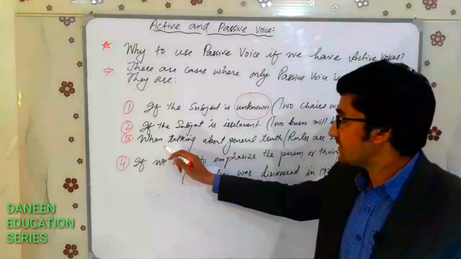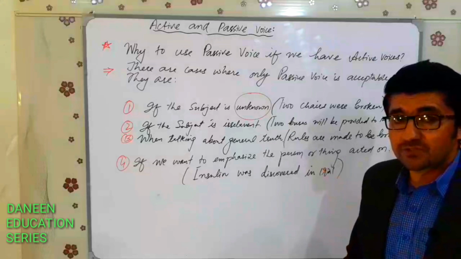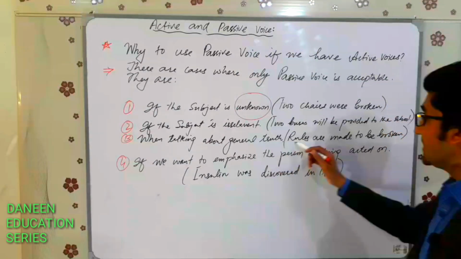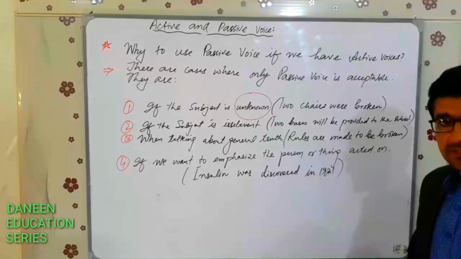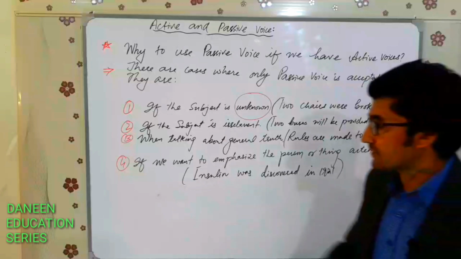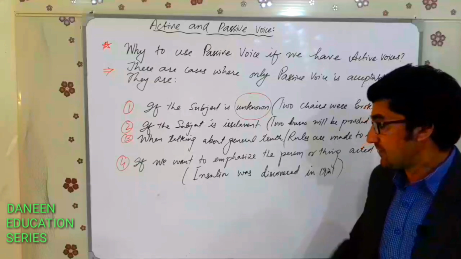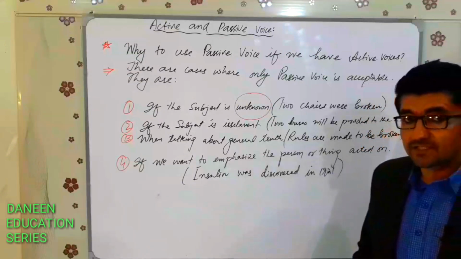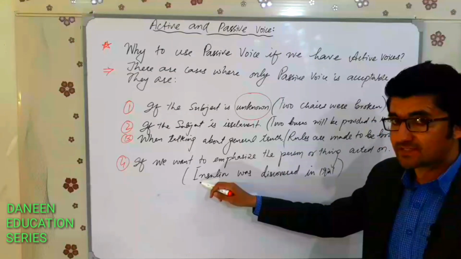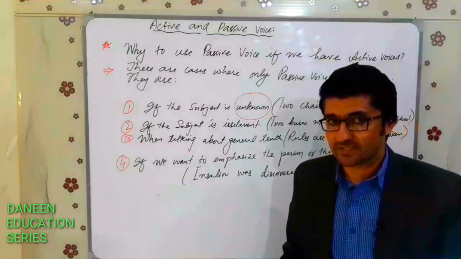Number 3, when we talk about general truth. So when talking about general truth, we'll have to use passive voice. For example, rules are made to be broken. Rules are made to be broken. This is a passive structure. Now, number 4, if we want to emphasize the person or thing acted on. For example, insulin was discovered in 1921. Now, insulin is to be emphasized here. So in such kind of cases, we'll have to use passive voices.